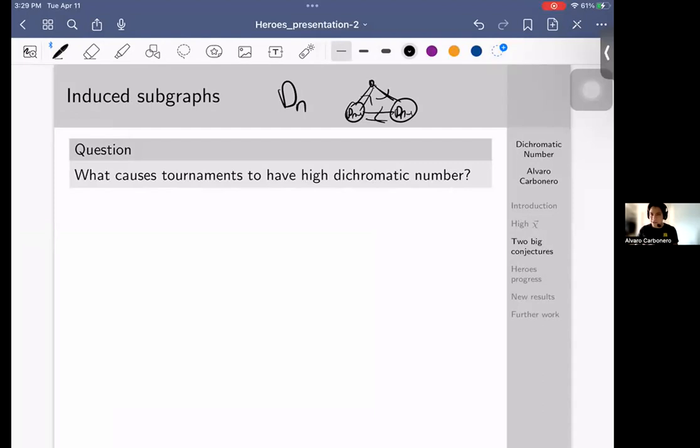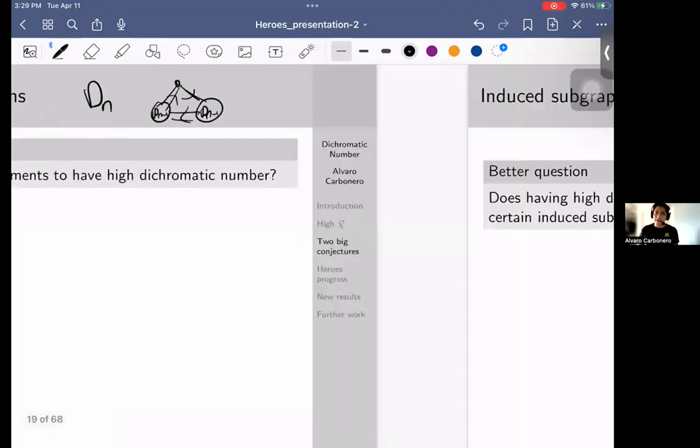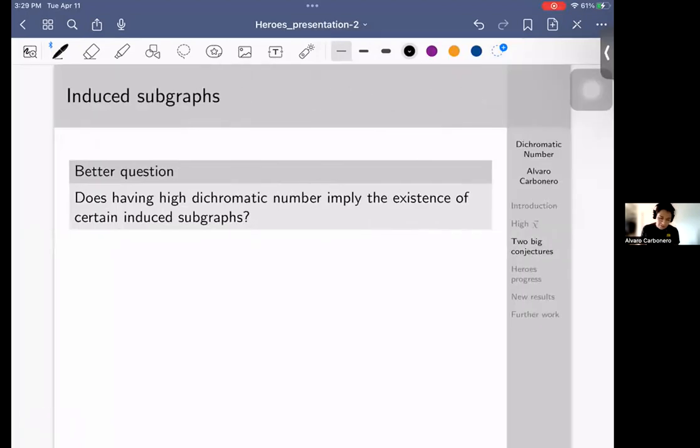There are many ways to answer this question through non-induced subgraphs ways. So let me make the question a little tighter. Does having high dichromatic number imply the existence of certain induced subgraphs, where in here, I mean in tournaments? So in the context of tournaments, do there exist digraphs such that if you have a tournament with high dichromatic number, then you are forced to have these smaller substructures? And that's what inspires the definition of heroes.